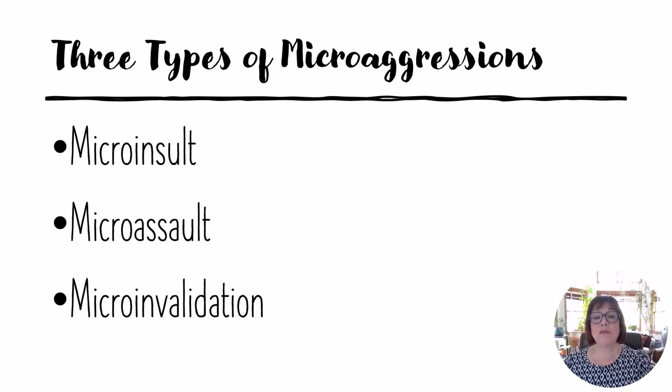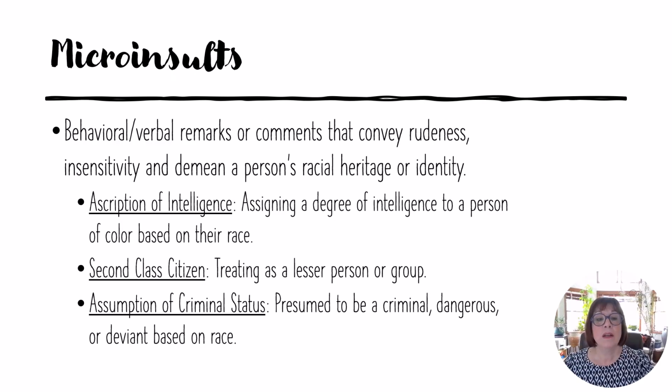There are 3 types of microaggressions. The first is a microinsult. A microinsult is a remark or comment that conveys rudeness, insensitivity, and demeans a person's racial heritage or identity. This occurs in a variety of ways, and the slide shows 3 types of microinsults.